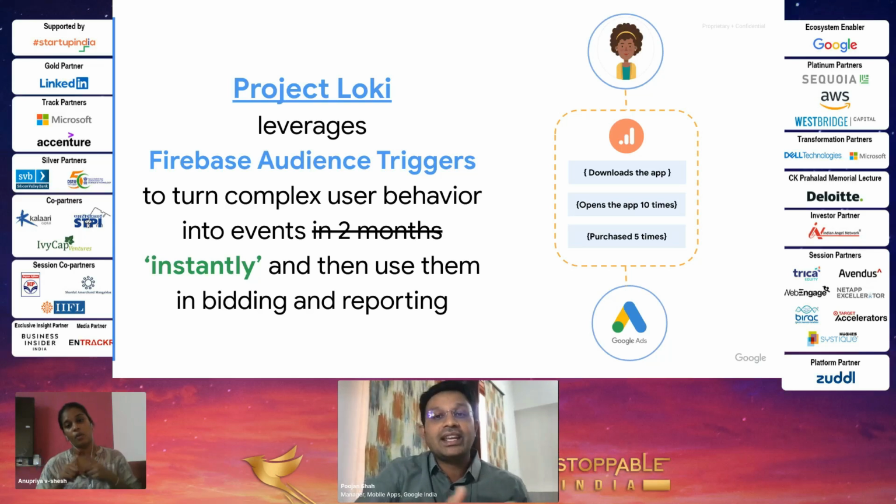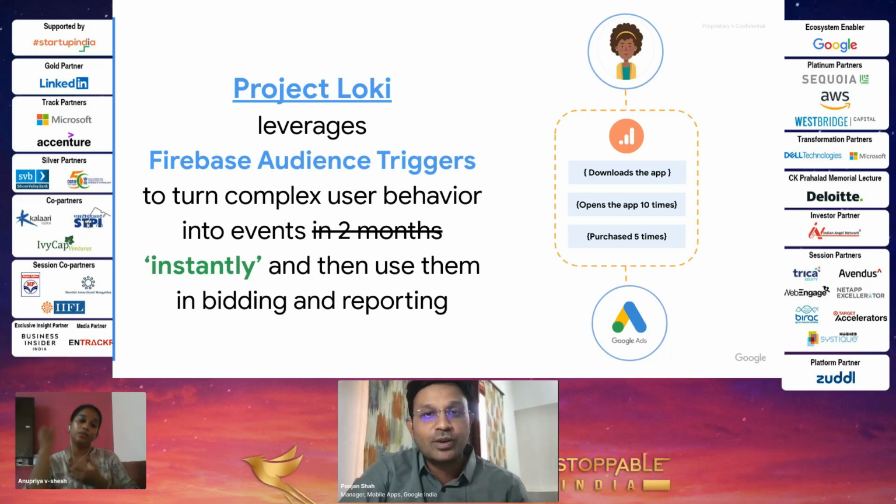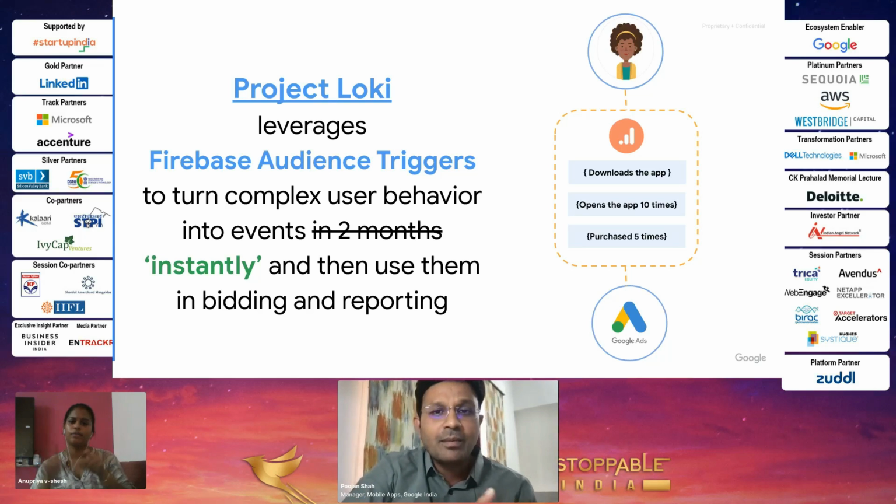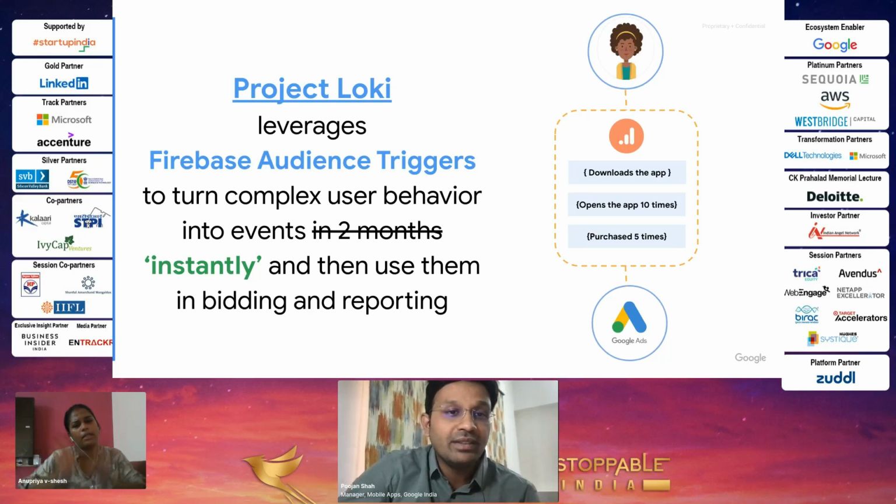One such tech implementation is called Project Loki. This is an internal name. But what Project Loki does is it leverages Firebase audience triggers to turn complex behavior into events instantly, which can then be passed on to your Google Ads account for finding users who demonstrate these complex user behaviors.